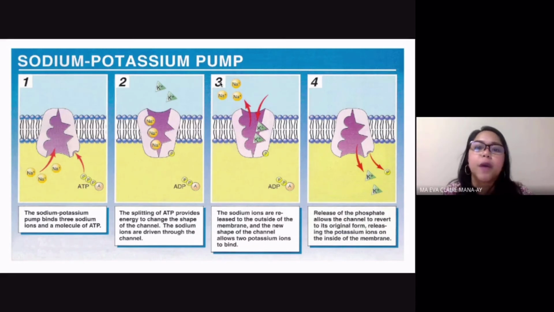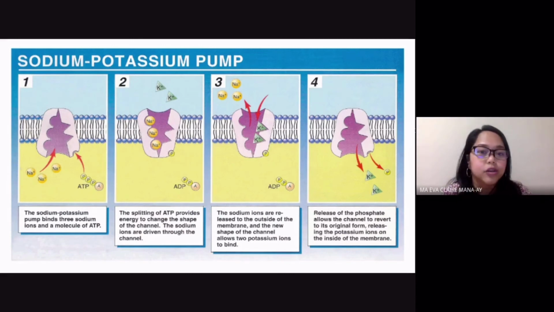Now, when that happens, 2 ions of potassium are going to take their place at the other side of your pump. And this phosphate group that you have in your protein pump is going to go back to your ADP here, eventually reforming the ATP again. And of course, these potassium ions are going to be incorporated in the cell. Okay, so that's your sodium-potassium pump.